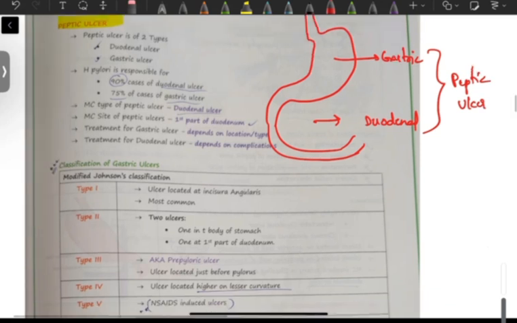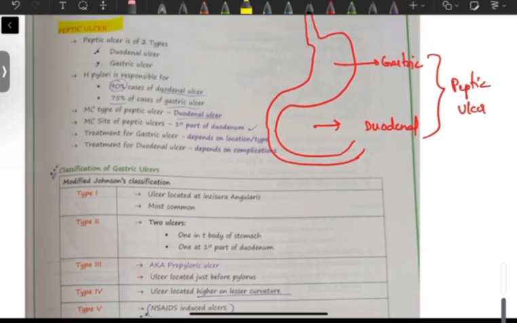What is the main pathology? Helicobacter pylori. It is a bacteria which is responsible for about 90% of cases of duodenal ulcer and 75% of cases of gastric ulcer. So this is the main culprit. Other than that, the most common type of peptic ulcer is duodenal, and it is usually most common in the first part of the duodenum.